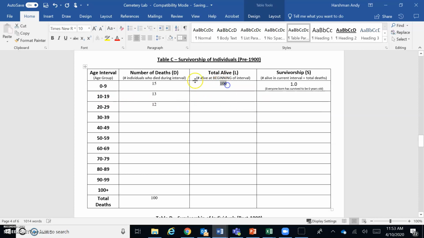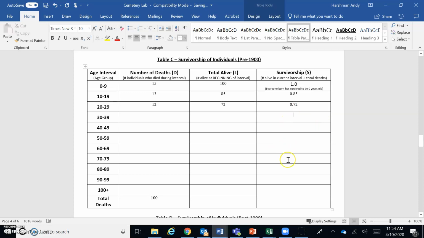Okay, so now how do we figure out the total alive at the beginning of 10 to 19? Well, you take this 100, you subtract the 15, and that gives you the number here, which will be 85. Then to get the total alive from 20 to 29 at the beginning of the interval, it's 85 minus 13, which is 72. Then the survivorship for 10 to 19 would be 85 divided by 100. It's always by 100, so 0.85. So the survivorship becomes really easy to calculate. 72 divided by 100, 0.72, and this number will continually decrease.